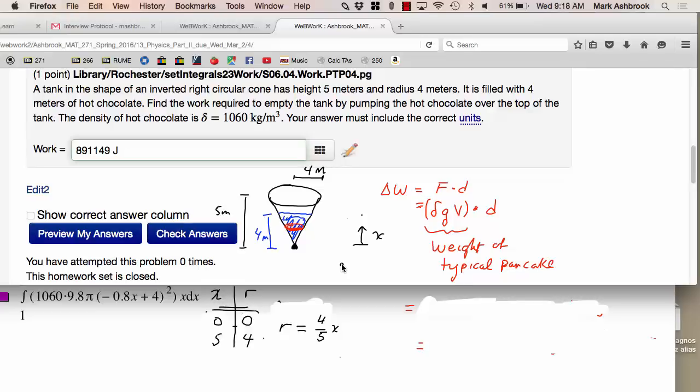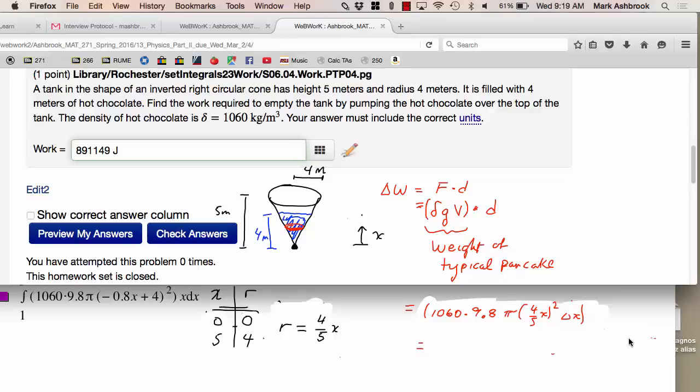Okay? So what are we going to have? We're going to have our 1060 times 9.8, because we're in metric, times the volume, which is pi, now r is 4/5 x, squared, pi r squared delta x. Okay, and now another thing that will be different, with that frame of reference, we have a different relationship of r and x, and we have a different distance that we're going.